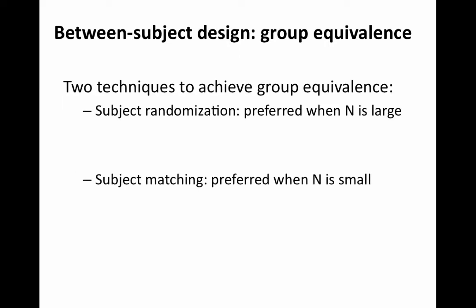There are two techniques to achieve group equivalence: subject randomization, which is preferred when there is a large number of subjects, and subject matching, which is preferred when the n is small. With subject randomization, assign subjects to the experimental and control groups on a random basis. Therefore, each subject has an equal probability of being assigned to either group. Known and unknown extraneous variables are more likely to be balanced out if they are selected randomly. With small n's, this does not work well.